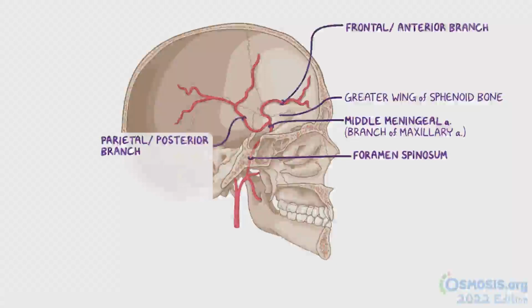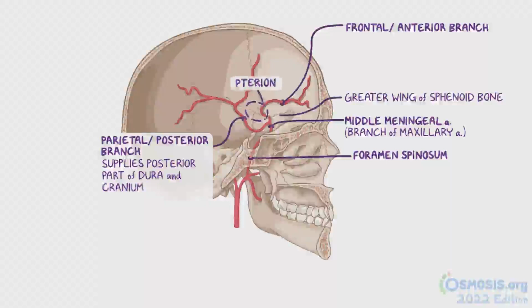The parietal branch runs posteriorly and superiorly to supply the posterior part of the dura and cranium. On the other hand, the frontal branch heads superiorly to the pterion and eventually runs posteriorly to give off several branches that distribute throughout the dura up to the vertex of the skull.